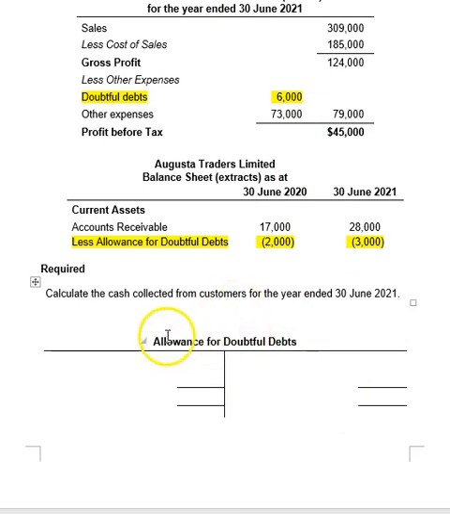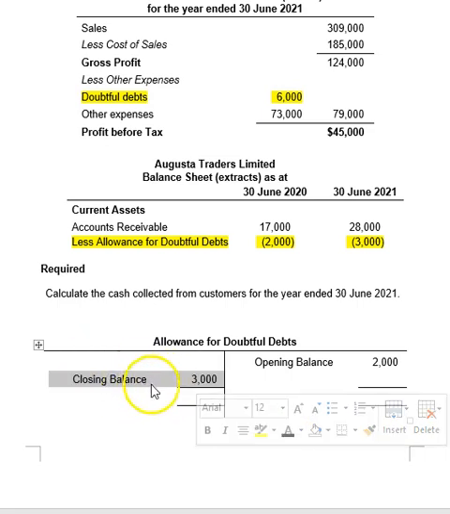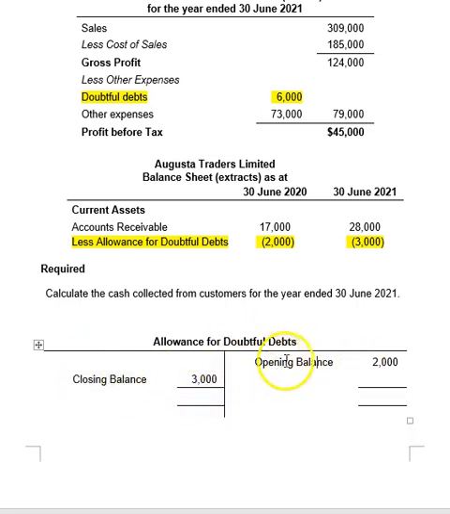So the first thing that we need to do is to reconstruct your allowance for doubtful debt account. Number one, you should put in your balance BD and balance CD for allowance for doubtful debts. Allowance for doubtful debts is a negative asset, so the balance BD is supposed to be on the credit side, and the closing balance is supposed to be on the debit side. This is a working, so no matter whether you write BD or CD, or opening balance or closing balance, it doesn't matter.